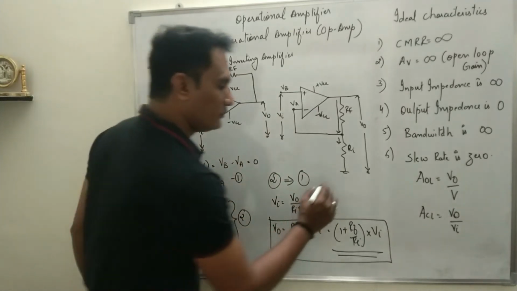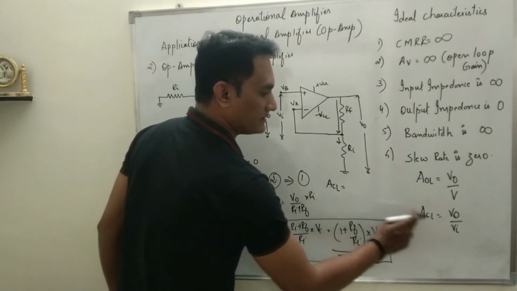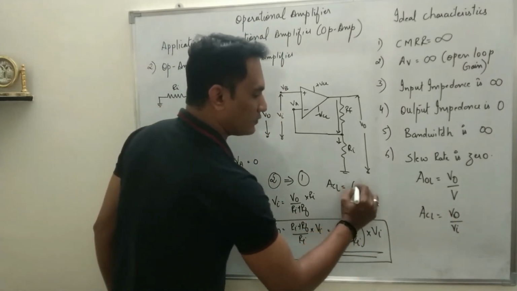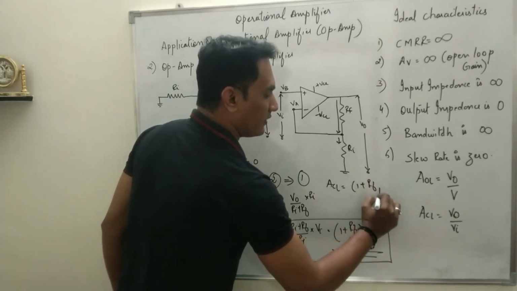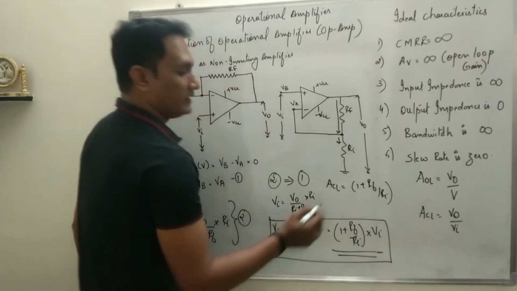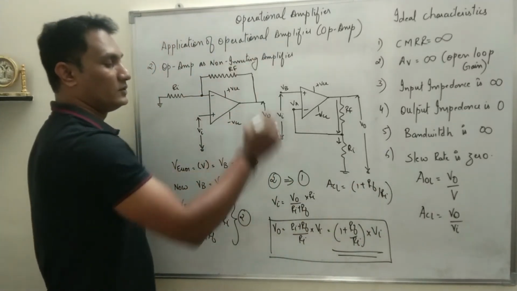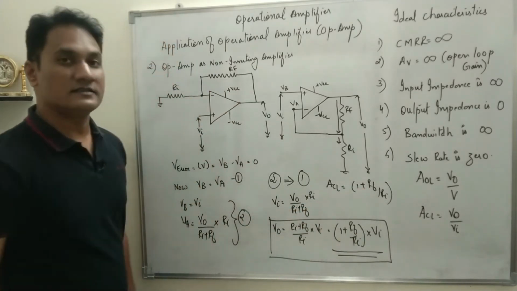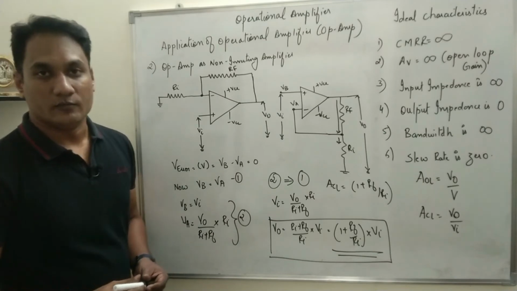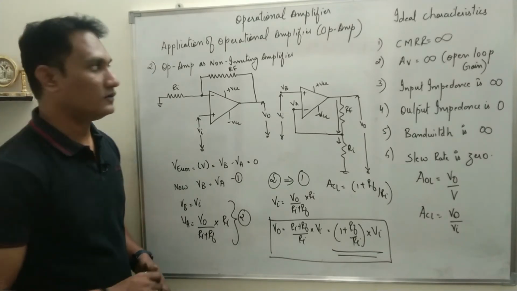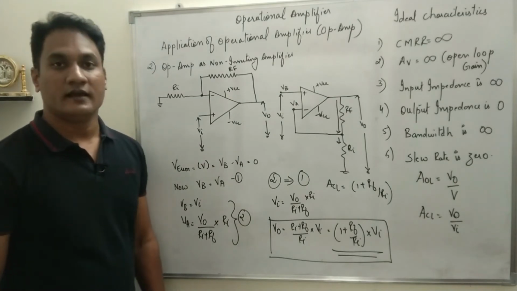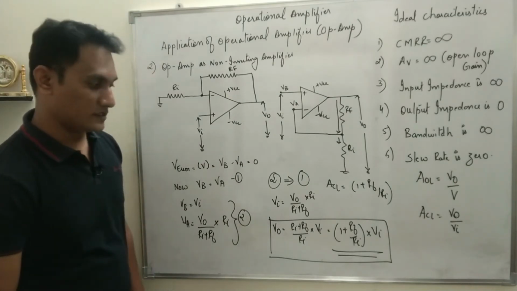And what is the closed loop gain? ACL. ACL is V0 upon VI. So in this equation, what is V0 upon VI? It is 1 plus RF upon RI. So even in this case, non-inverting amplifier, the gain of the amplifier depends upon the feedback resistance and the input resistance. So this is op-amp as non-inverting amplifier. I hope you have understood.